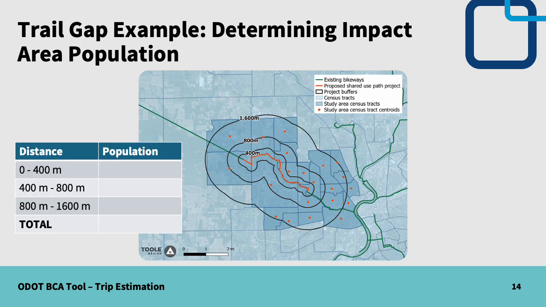Using GIS analysis, we opted for the following methodology. Any census tract with a border touching the 400-meter buffer is included within the 400-meter area. Any census tract with a border touching the 800-meter buffer and the 1,600-meter buffer is included in the 800-meter area. And any census tract with a border touching only the 1,600-meter buffer is included in the 1,600-meter area. With that approach, we can use the census tract data to calculate population within each of our buffer areas, which we'll use for the next steps of trip estimation.